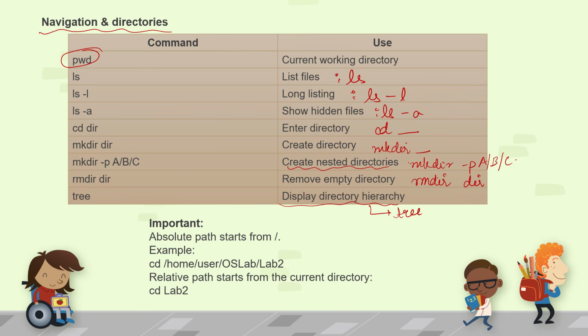Now, one important thing to note is that an absolute path starts from the forward slash: cd and your destination. Similarly, a relative path starts from the current directory, like cd lab2 directly.